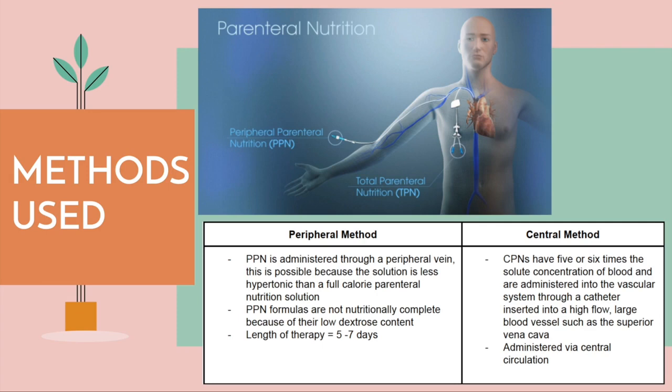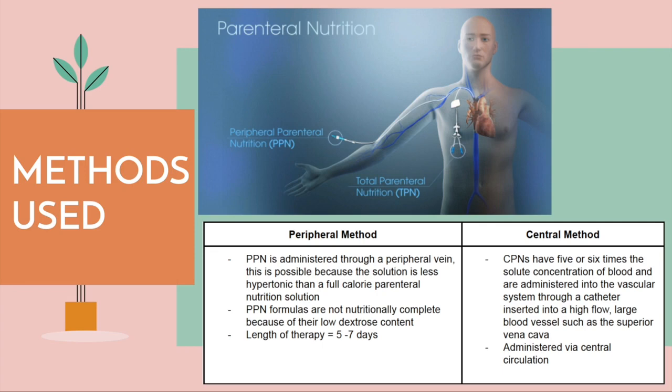So, for the peripheral method, TPN is administered through a peripheral vein. This is possible because the solution is less hypertonic than a full-calorie parenteral nutrition solution. PPN formulas also are not nutritionally complete because of their low dextrose content, and the length of therapy for this peripheral method is 5 to 7 days.